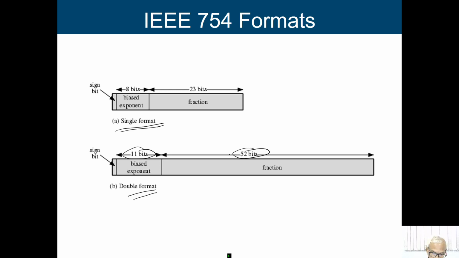Now, since I am having 11 bits over here, we are having a bigger range, and since instead of 23 bits I am having 52 bits, we are going for more accuracy. Okay. So, this is the way we can think about it. We are increasing the range, and along with that we are increasing the accuracy also.